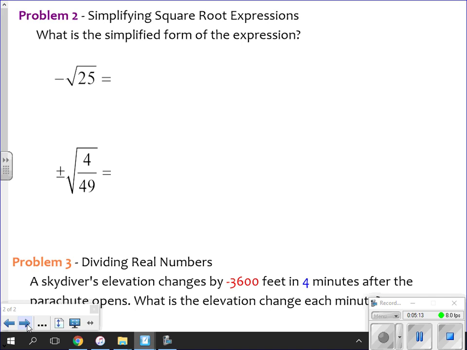Simplifying square root expressions. I like this problem. So, I have negative square root of 25. My negative is outside the square root, so that's okay. What that means is my answer is going to be negative. And I have to figure out what's the square root of 25. When I take the square root of a number, I want to know what number times itself gives me that. So what number times itself gives me 25? 5. So the square root of 25 is 5.